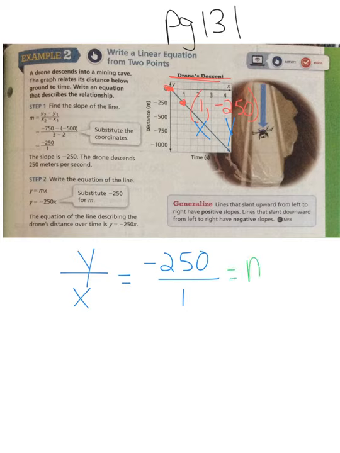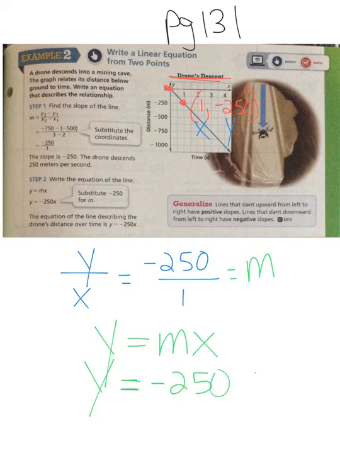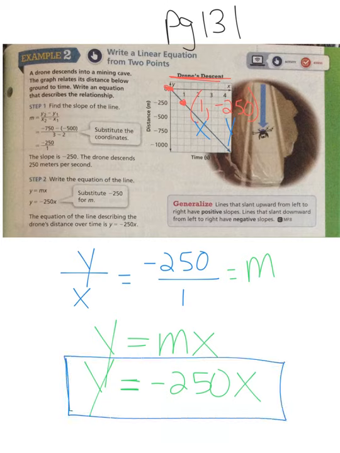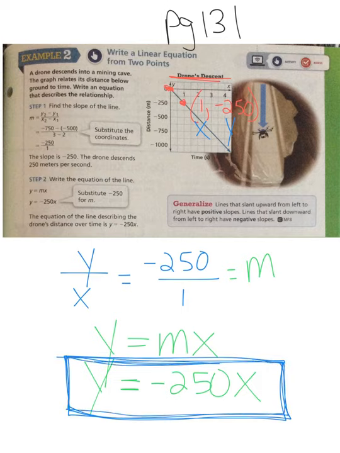This is my m. Our equation, if it's proportional, is y equals mx. So we are going to plug in our slope, which is negative 250, and substitute it in for the letter m. And you're done. So we are finding slope and just writing our equations. That's it.